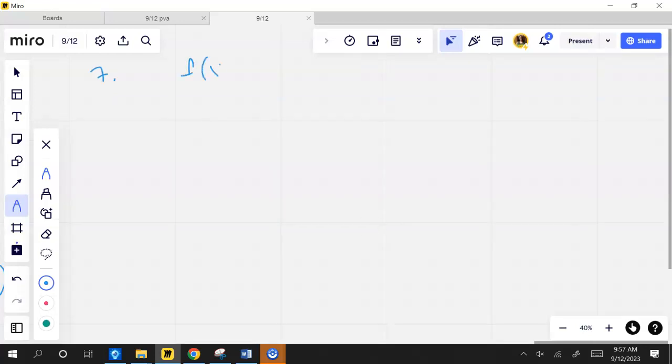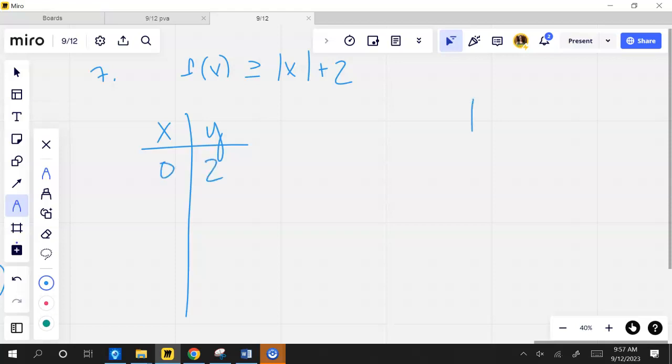Number 7, f of x is greater than or equal to absolute value of x plus 2. I'm going to graph it the same way I do any other inequality. The only difference is solid, dashed, and shading. Okay, what's my vertex here? 0, 2. 2 on one side, 2 on the other. So 1 and 2. That's exactly what I would do.